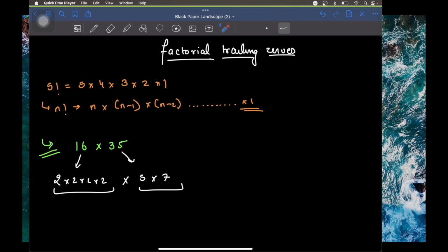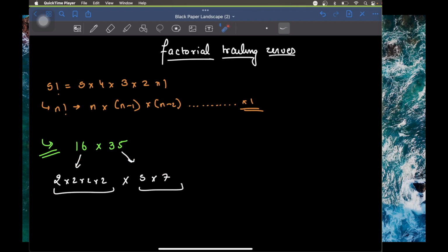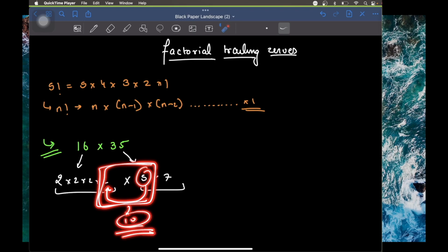Now you might think, okay, why is this piece of information relevant? It is relevant because you want to calculate trailing zeros. In any multiplication, you get a zero at the very last because during the multiplication of the factors, we were able to generate a 10. If you see 16 into 35, can you see, if I pair this 5 with any of the 2's, this will become 10, right?